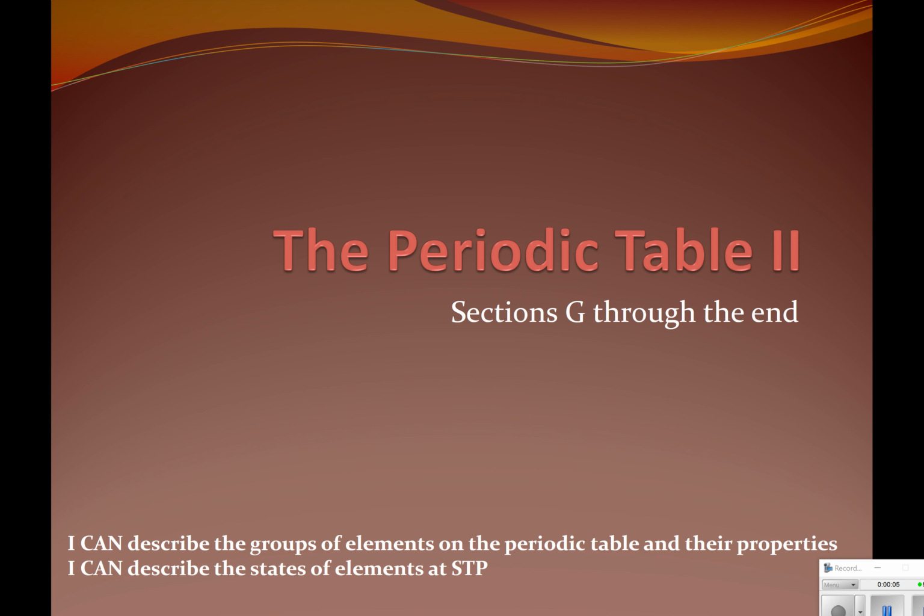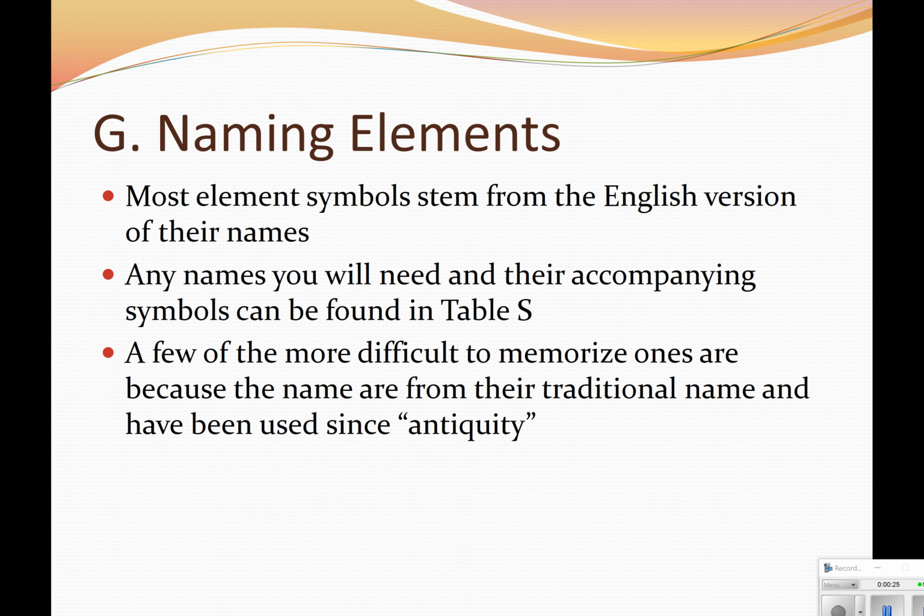Today we're going to be finishing up talking about the periodic table and the properties of different subgroups within the periodic table itself. So by the end of the lesson, you should be able to describe the different groups of elements on the table, as well as their specific properties for each of those groups, and also be able to describe the states of elements at standard temperature and pressure. Basically, what state of matter would we find in elements on the table at standard temperature and pressure, and they surprisingly aren't all in the same phase.